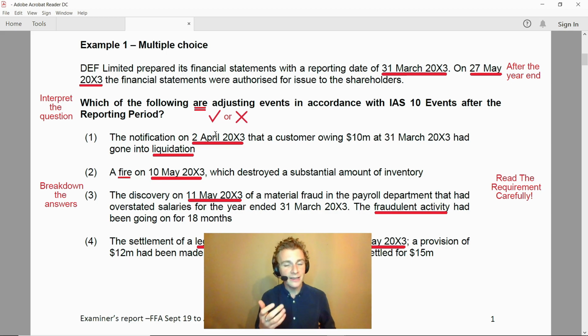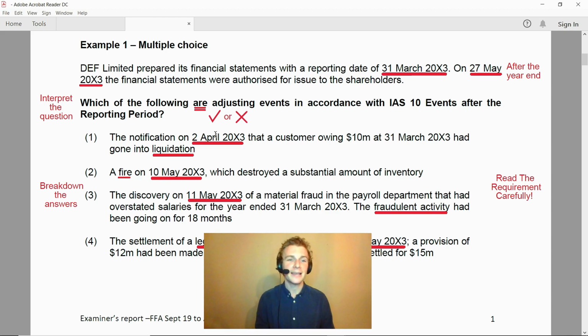So straight away, I'm going to go to the requirement, which was, which of the following are adjusting events? The key reason there being that on some of these questions, they say, well, are they actually or are they not? And some of them are, some of them are not. So if you misread the question, then you're already off to a bad start. So we're looking for adjusting events in accordance with IAS 10, events after the reporting period.